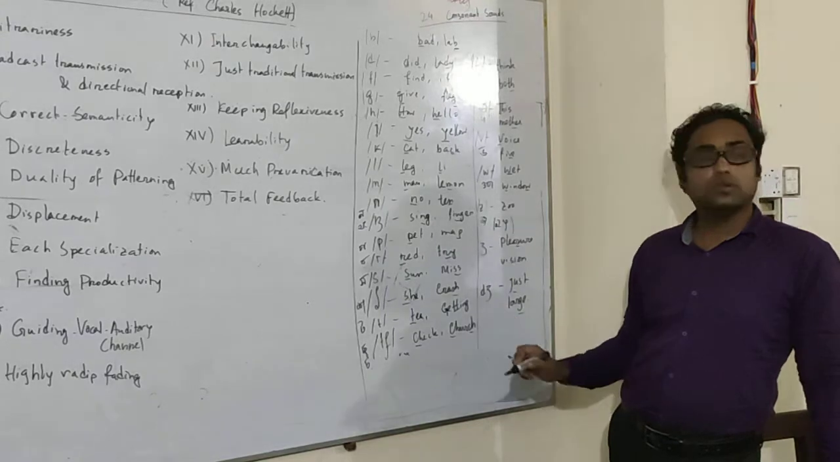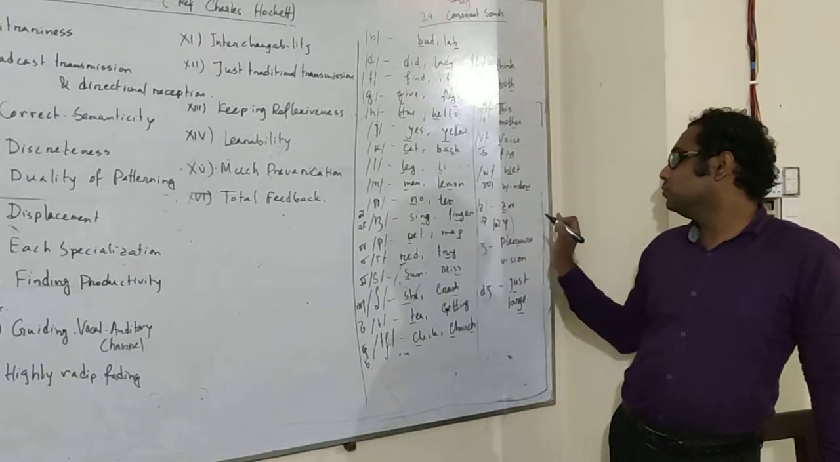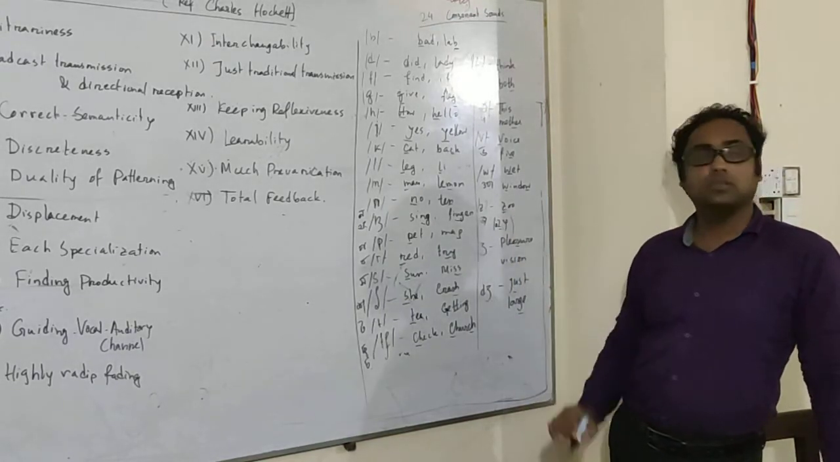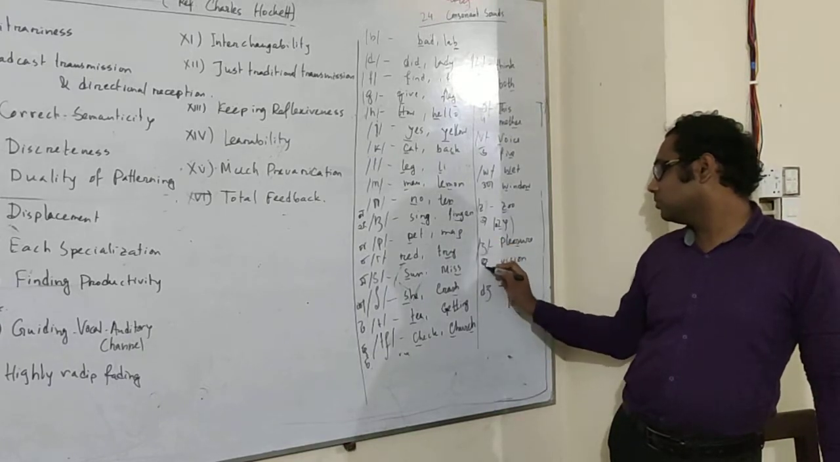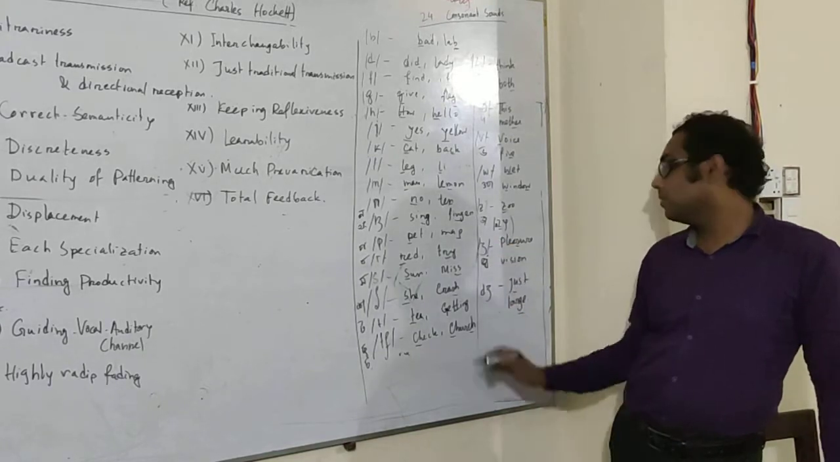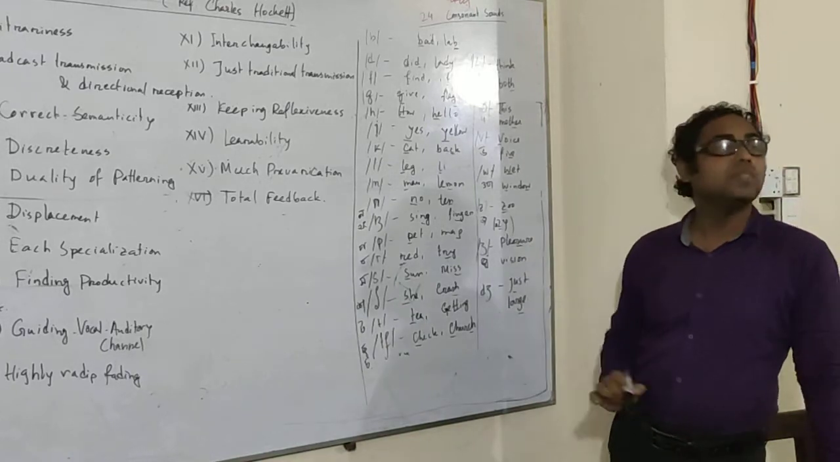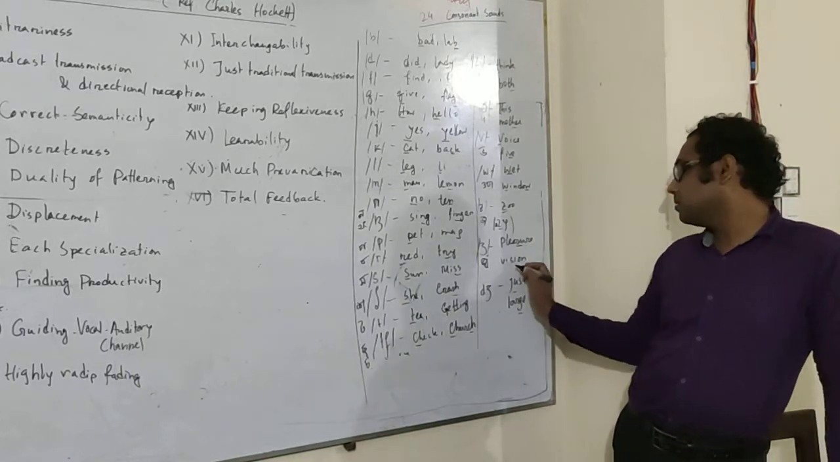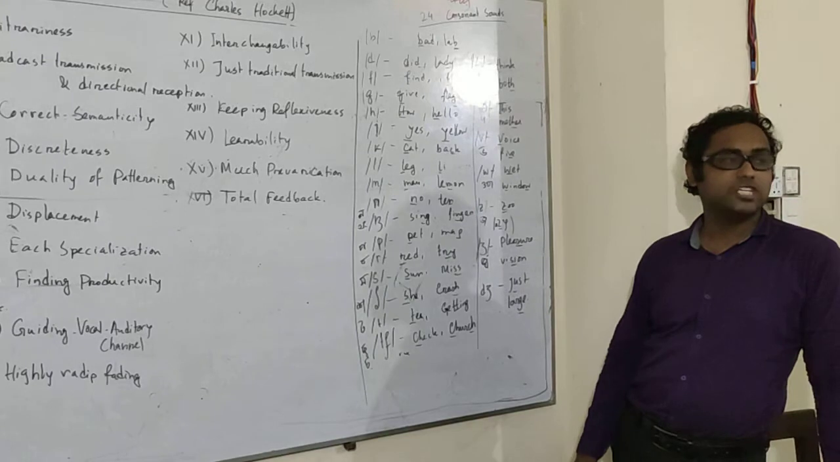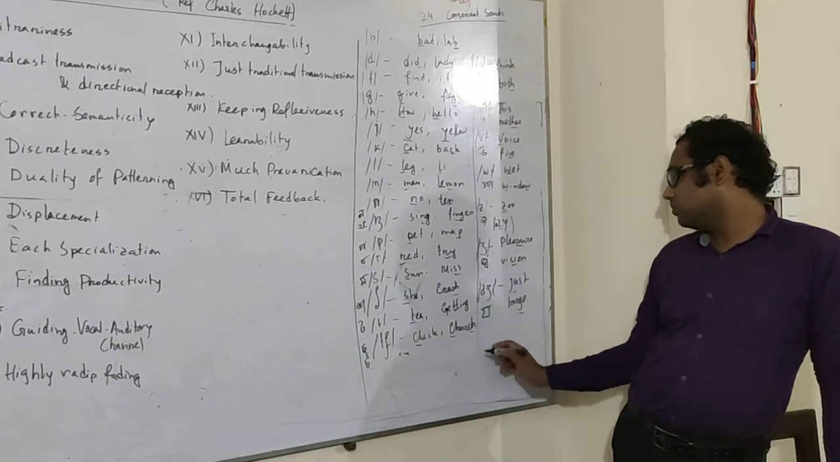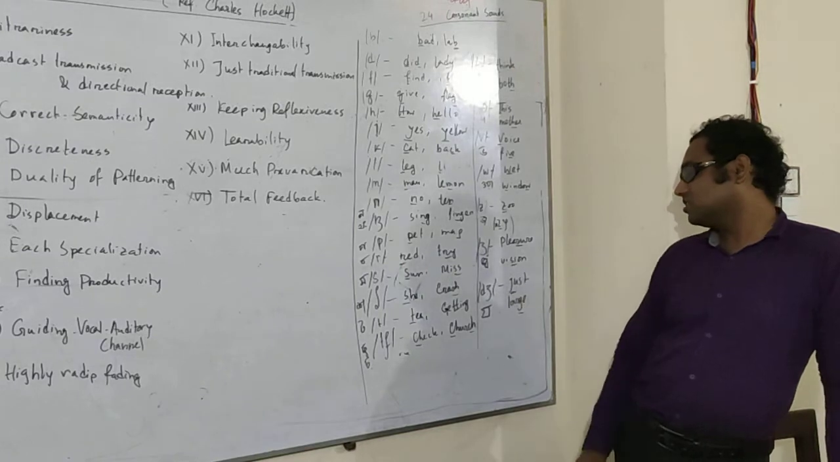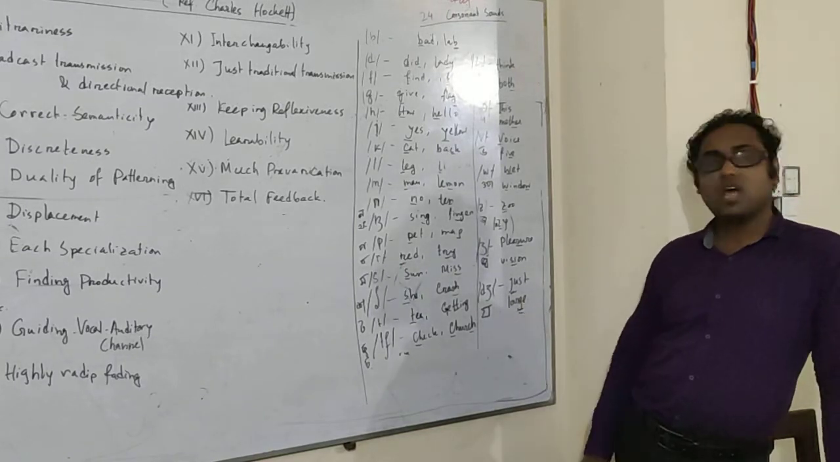J sound. Zoo. Lazy. These are also jaw sound. Pleasure. Vision. These are also jaw sound. Just. Lurch.